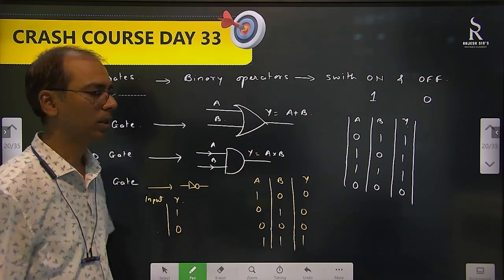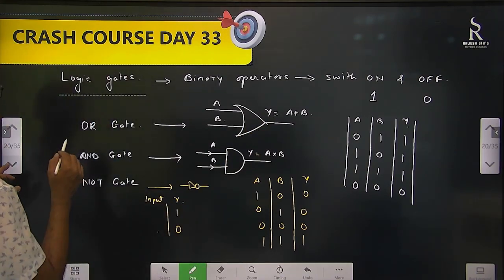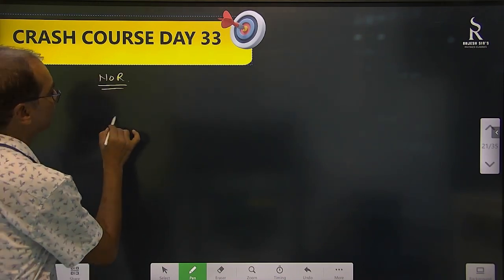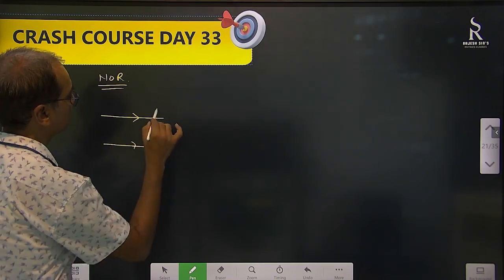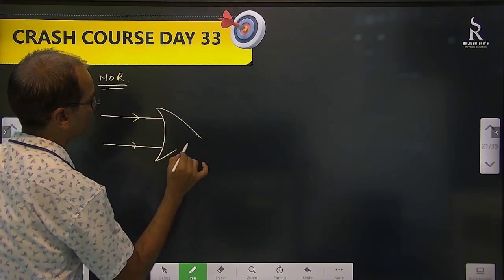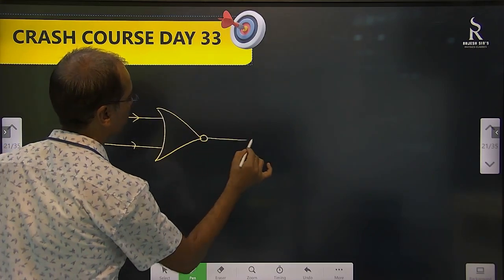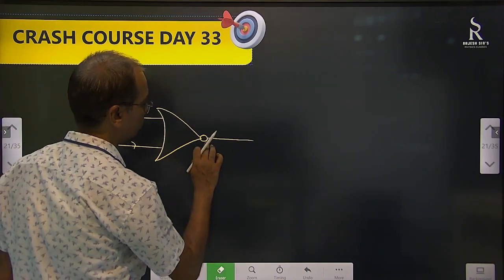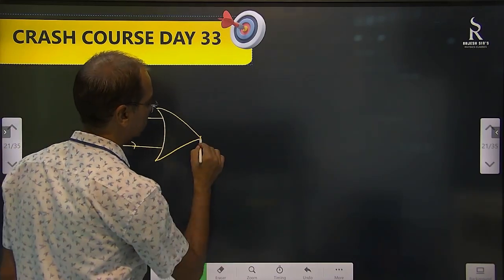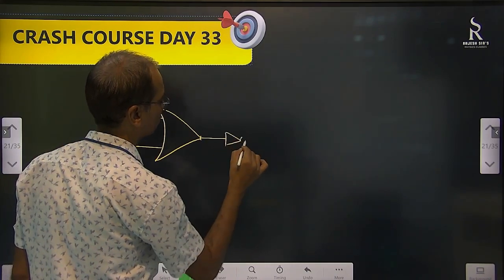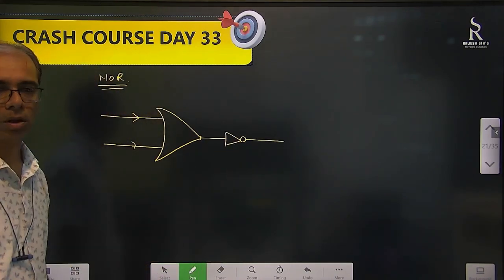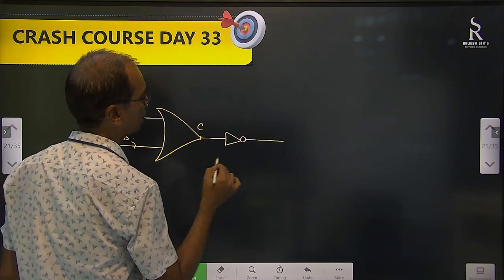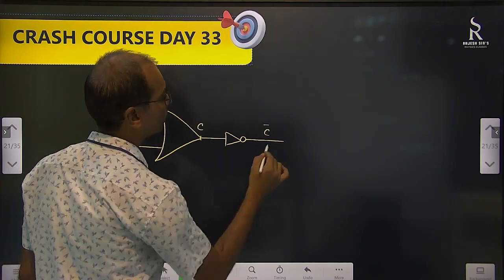And then we have combinations. Like if suppose NOR gate, we have NOR. The NOR means this is OR, and like this NOR. Now this will be NOT. Or you can make it separately also, like this. This is NOR. So if this is A, this is B, this is here C, then here will be C naught, which we are calling Y.